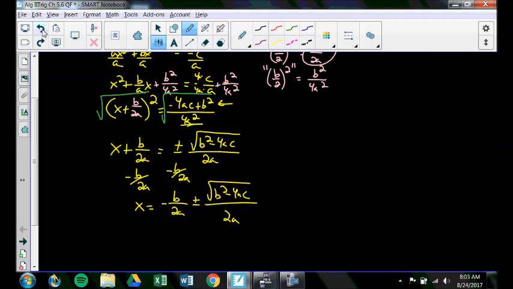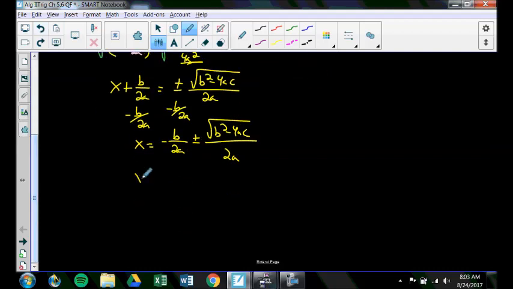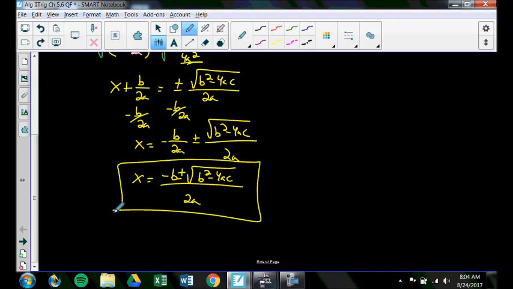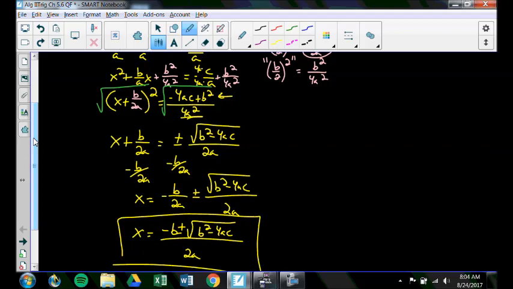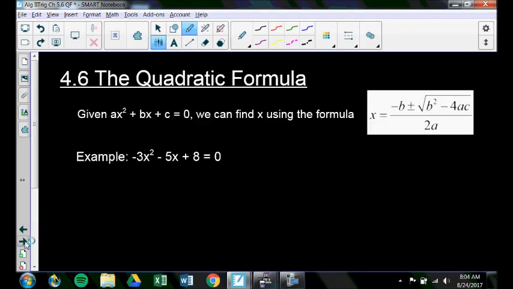Now we put all this together and make it look pretty, and we get x equals negative b plus or minus the square root of b squared minus 4ac, all divided by 2a, and boom! We just found a formula that can solve quadratics. What should we call that? Oh, I know, let's call it the quadratic formula. Negative b plus or minus the square root of b squared minus 4ac all over 2a.